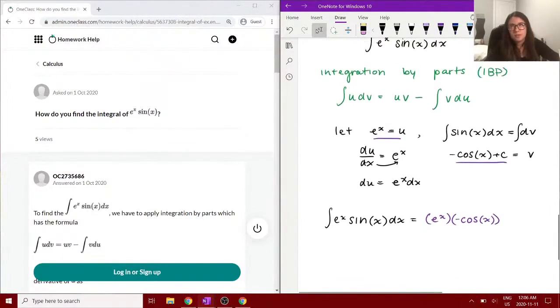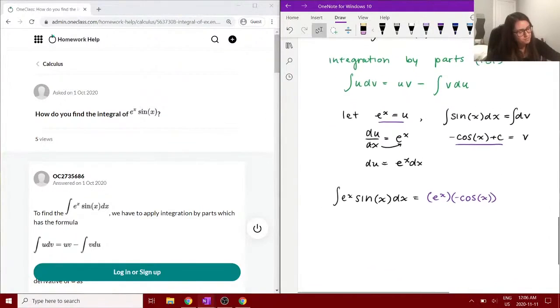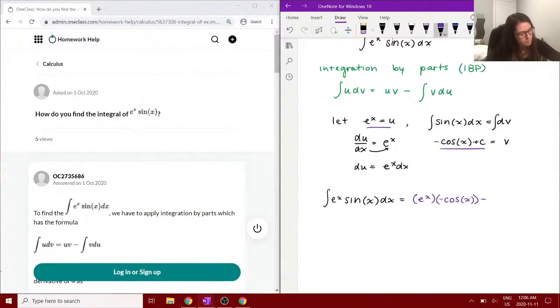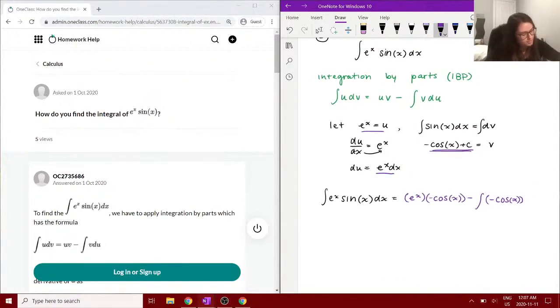How much am I blocking here? Oh, just the IBP. Okay.